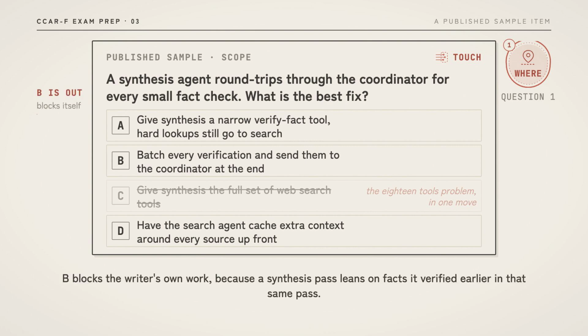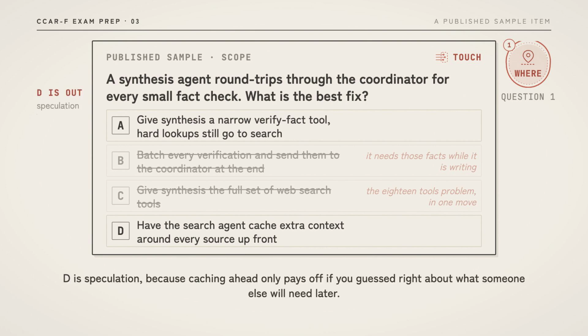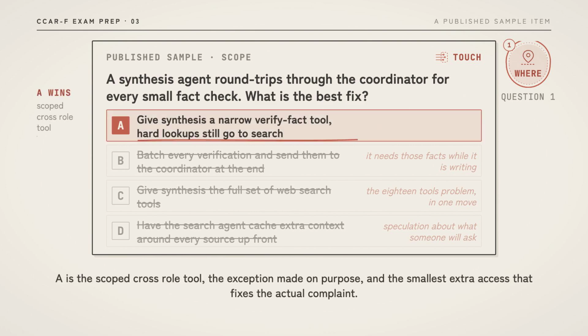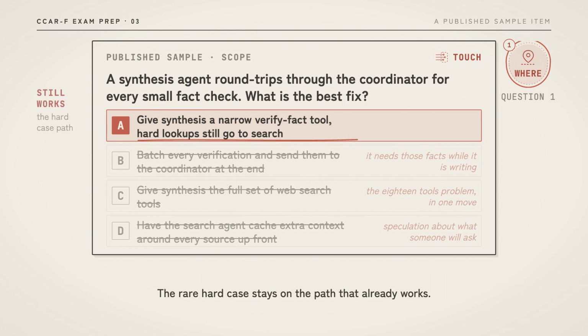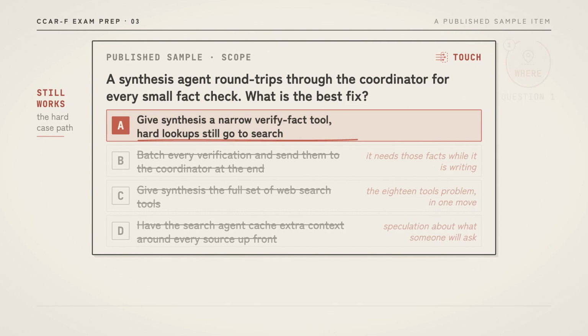B blocks the writer's own work, because a synthesis pass leans on facts it verified earlier in that same pass. D is speculation, because caching ahead only pays off if you guessed right about what someone else will need later. A is the scoped cross-role tool, the exception made on purpose, and the smallest extra access that fixes the actual complaint. The rare hard case stays on the path that already works.